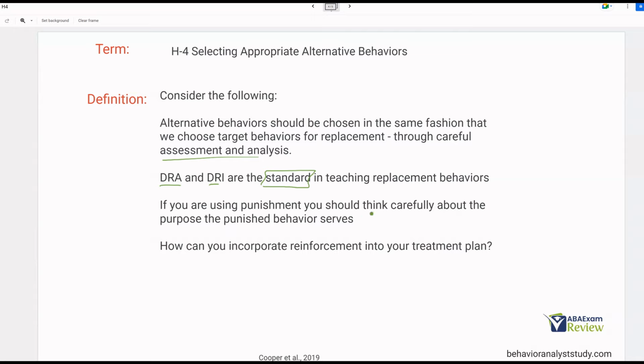If you are using punishment, because we are decreasing behaviors in this case, you've got to think about what purpose the punished behavior serves. Just because it's a problem behavior doesn't mean it's useless, doesn't mean it doesn't have a function. Again, back to our screaming example. Yes, screaming is probably not socially valid, but if it's meeting a need, you've got to think about that. And then how can you incorporate reinforcement into your treatment plan? When we're talking about decreasing behavior through punishment or extinction, that's great and it might be effective, but how can we also get some reinforcement in there? How can we start to increase better behavior?